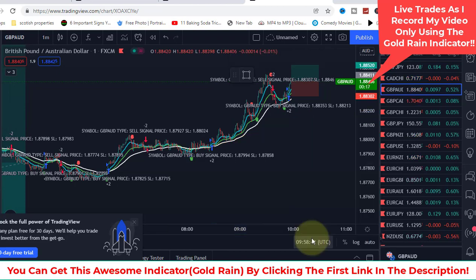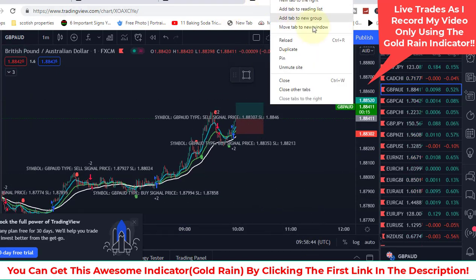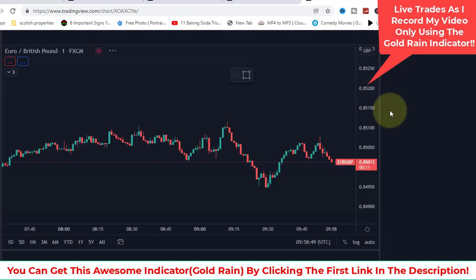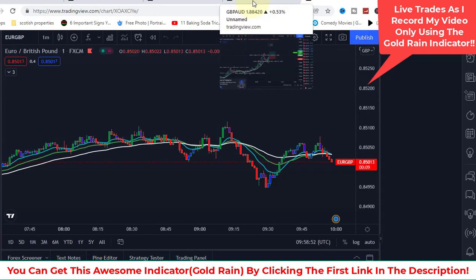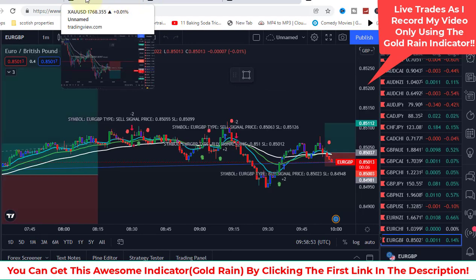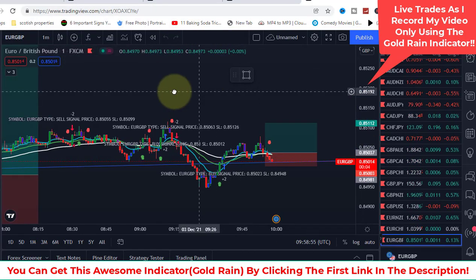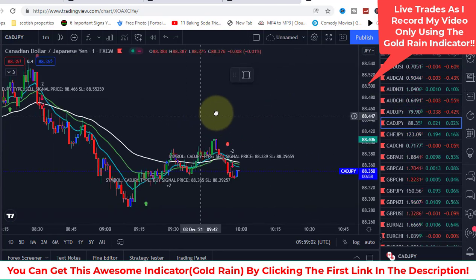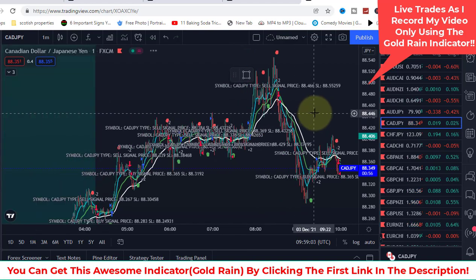So let me try another pair. We have 4 pairs here. We have Great British Pound, we have Euro GBP, you have XAU USD, you have Nasdaq, and I just love Nasdaq, guys. Let's try CAD JPY. Okay, CAD JPY. Let me check what we have here.